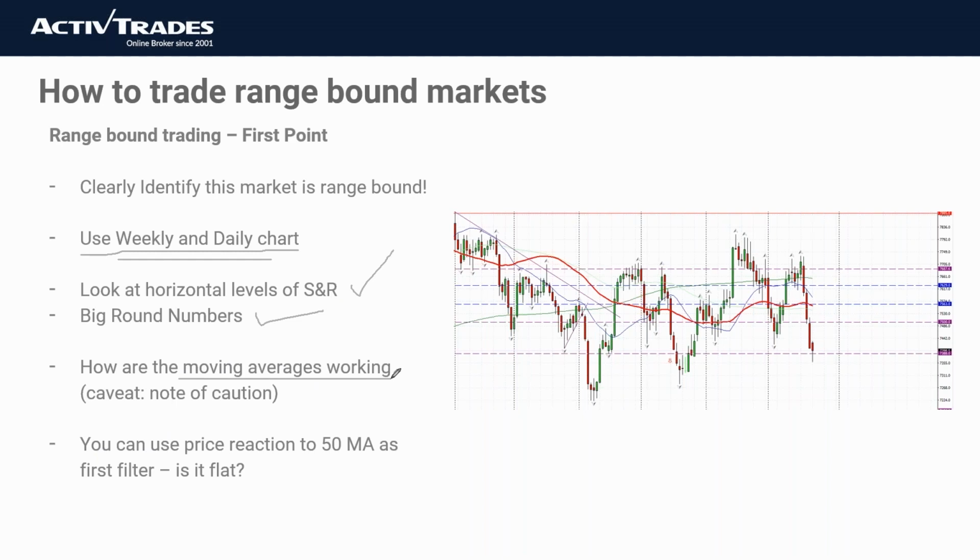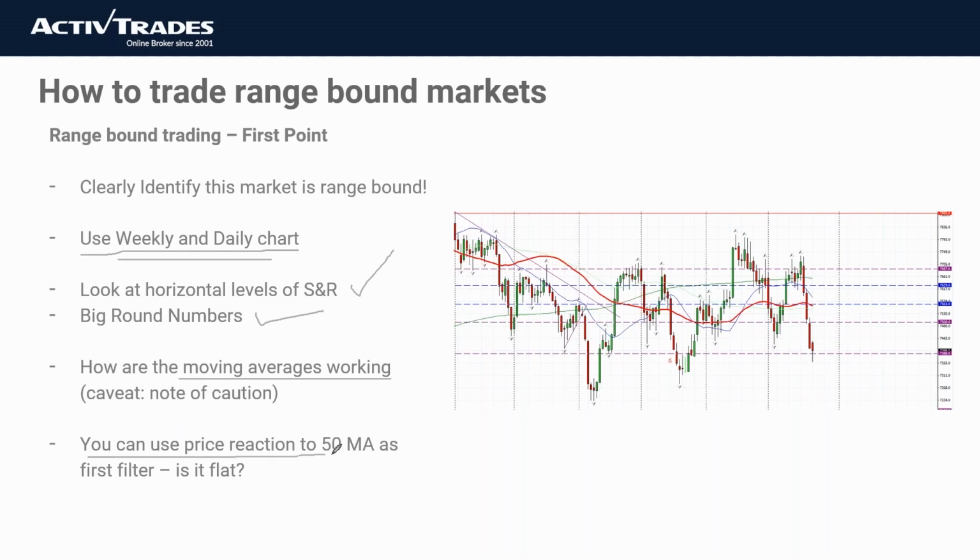How are they actually looking? So I wouldn't basically base everything, in terms of identifying ranges, on moving averages. Moving averages are exceptionally good for identifying strong trends and strong areas of dynamic support and resistance. That's my belief in how I'd work with them.